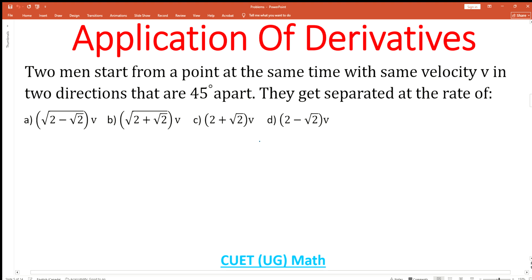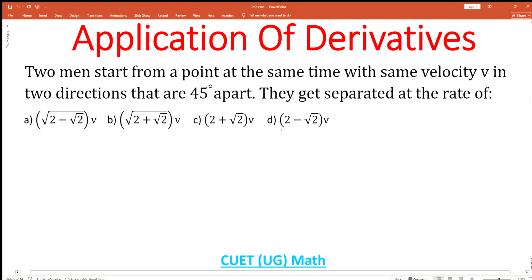In this video, we'll solve an application of derivative problem. As per the problem, two men start from a point at the same time with the same velocity v in two directions that are 45 degrees apart. They get separated at the rate of, we are given four answer choices. We have to choose the correct answer choice.